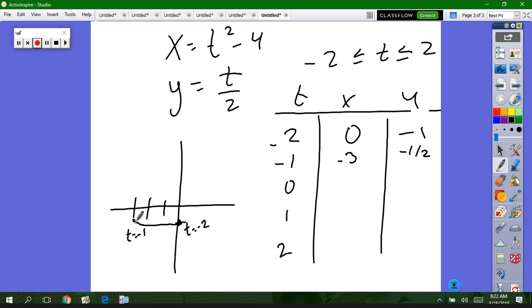Okay, now I'm plugging in 0. 0 squared is 0, 0 minus 4 is -4, and then I get 0 for y. That was T equals 0, and it's going like that. Bring with me so far. Plot a point, right? Okay, plug in 1. 1 squared is 1, 1 minus 4 is -3, and this time I get 1/2.